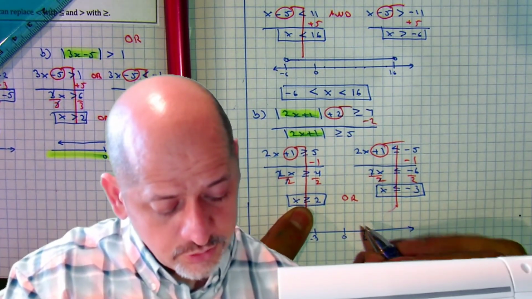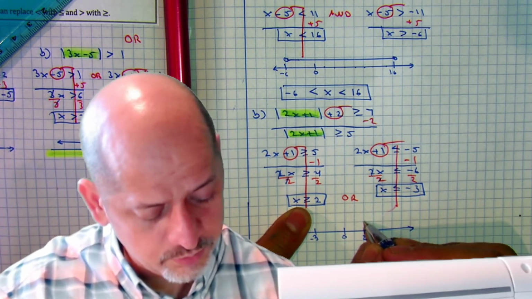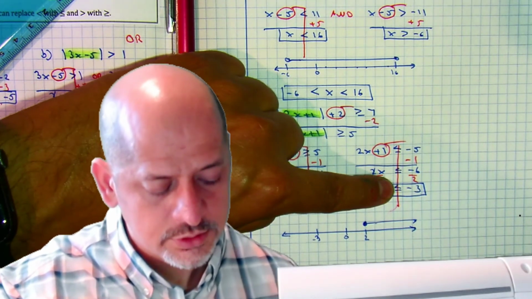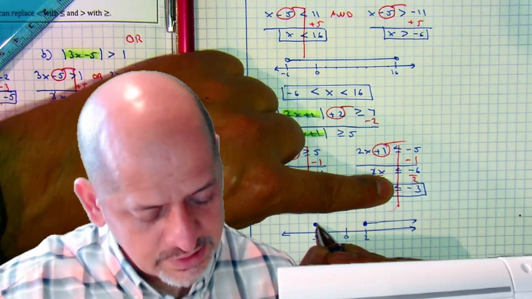X is greater than or equal to 2, open or close? Open or close to the right. Open or close? Negative 3. All the numbers that are less are to the left.